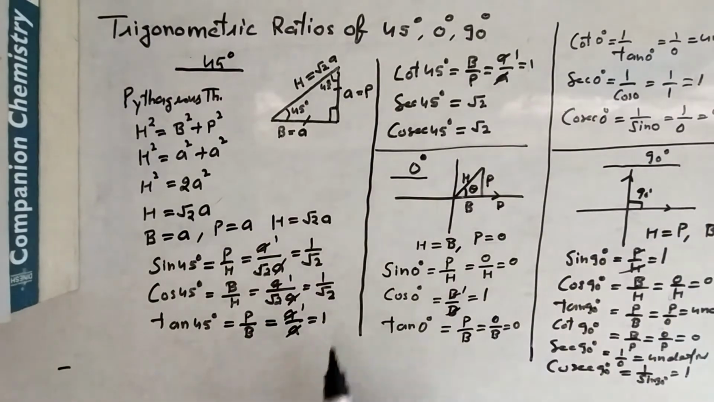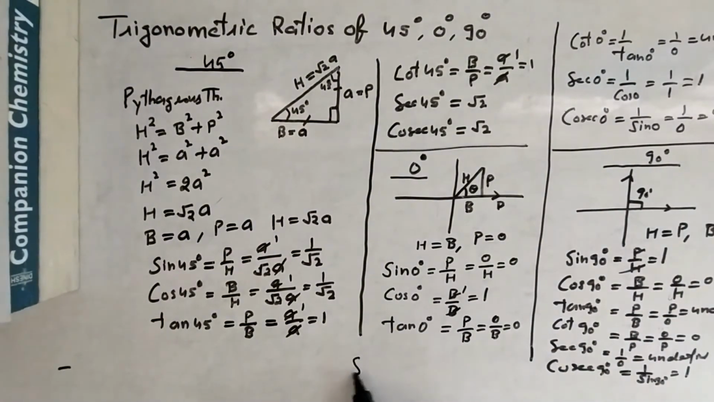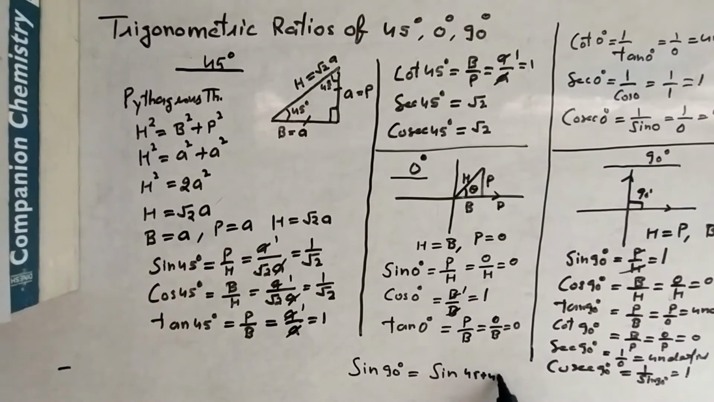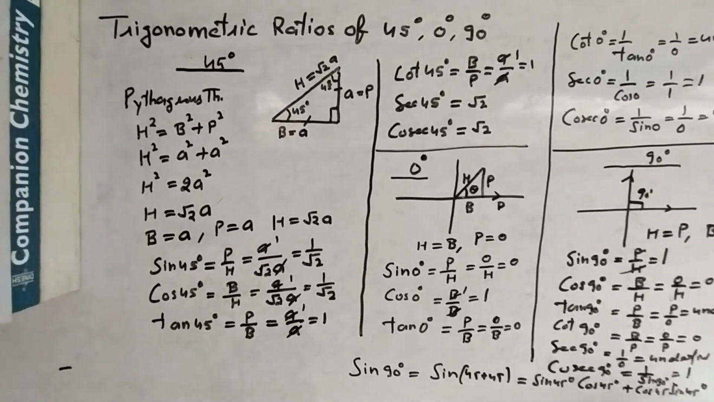See, when you try to find the trigonometric ratio of 90 and 0, in our 11th standard, we have a formula. We can apply that formula directly. For example, I am applying that formula for 90 degree. So what is the formula? We can write sine 90 degree like this: sine of 45 plus 45. So the formula is sine A cos B plus cos A sine B. So we can apply that formula as well.